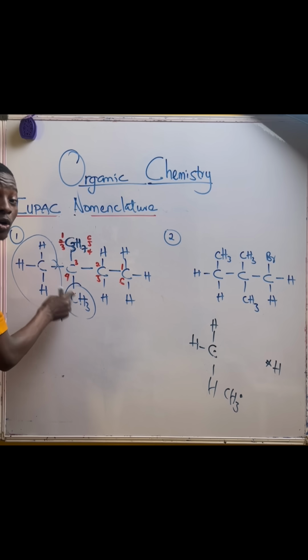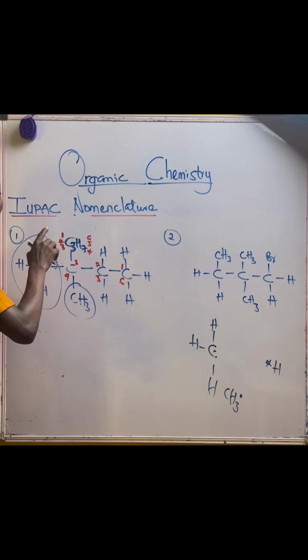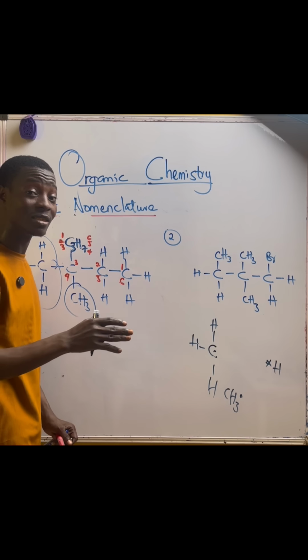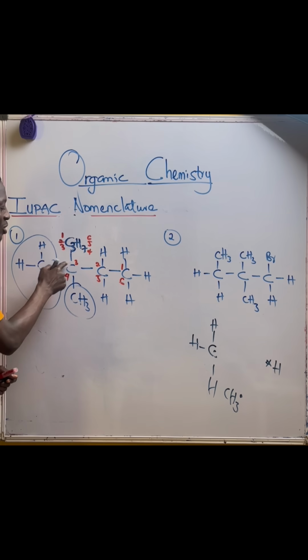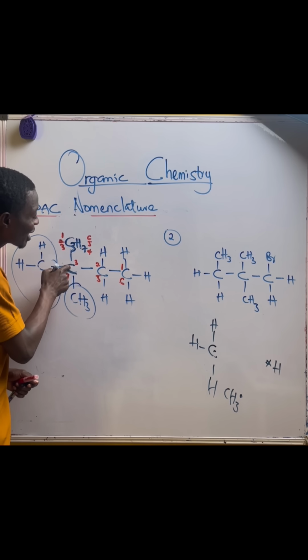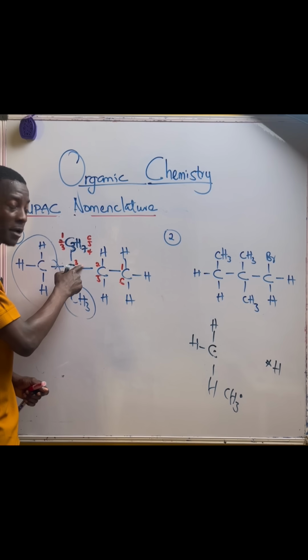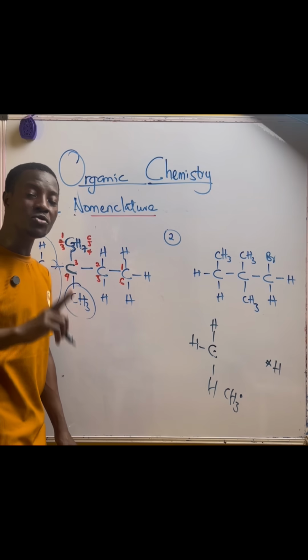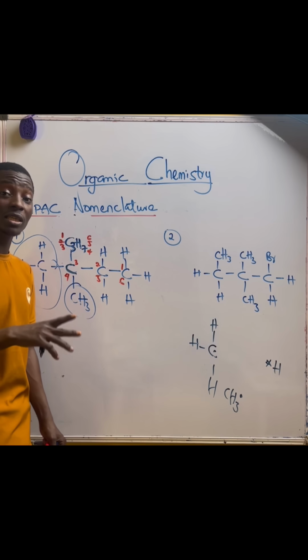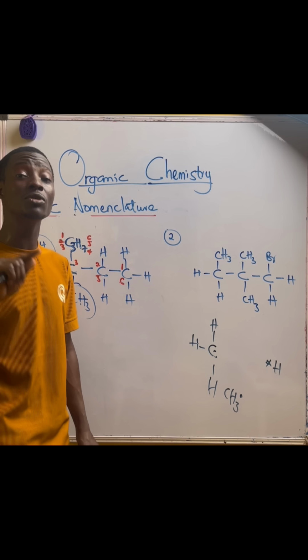So since I have two methyls that are substituents, I will ask myself a simple question. These methyls, to which carbon are they connected on the longest carbon chain? Now, both of them are connected to this particular carbon. This particular carbon is part of the longest carbon chain, and that is why it's having these two numbers. Okay. Now, there is a rule of naming that says substituents must take the lowest possible number.